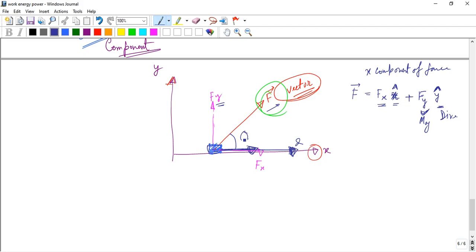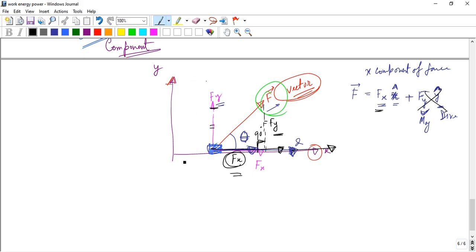If the angle is theta, then in the trigonometric treatment we draw a perpendicular from the force to the x-axis at 90 degrees. That is Fy, and the other perpendicular is Fx. So for displacement along the x-axis, we need the Fx component, not the Fy component. That's very important. We need only the Fx part, because the object is displaced in the plus x direction, not the y direction.